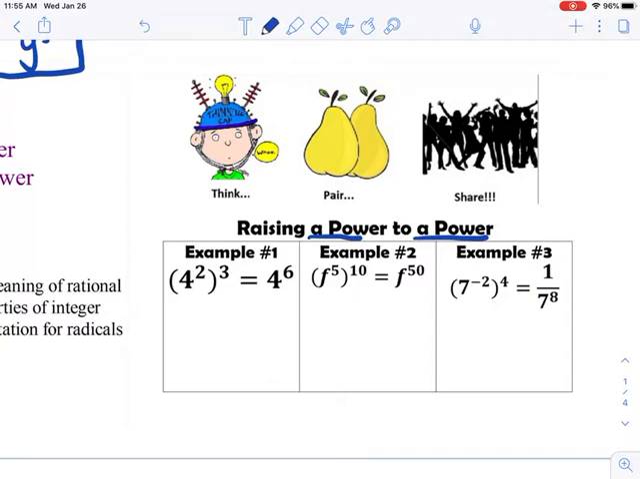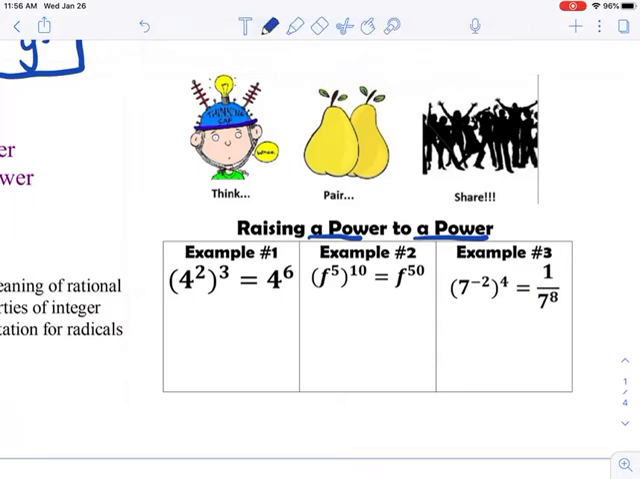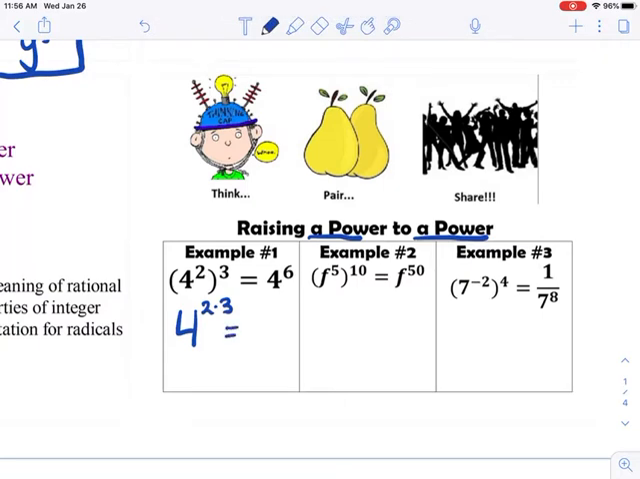All right, so if we look at these, raising a power to a power, meaning I have 4 to the second, raising it to the third power. Hopefully you noticed that when we raise a power to a power, it looks like we just multiply those exponents, right? 4 to the second raised to the third power is 4 to the 2 times 3, which is 4 to the 6th.